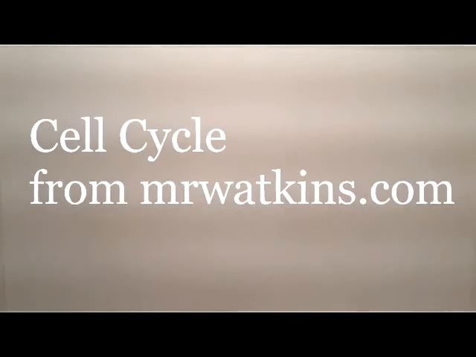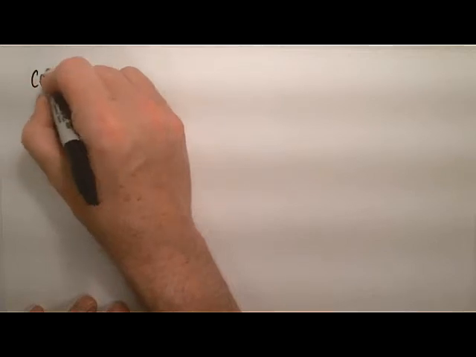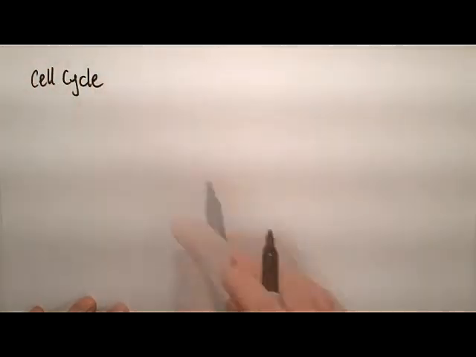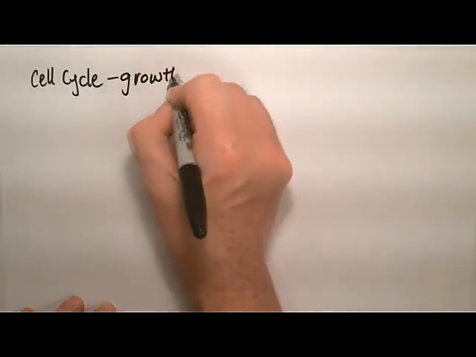This one is going to be on the cell cycle. So let's go ahead and get started here. The cell cycle is a process that the cell basically uses for growth and for the organism would use for repair. So this is for growth and repair.